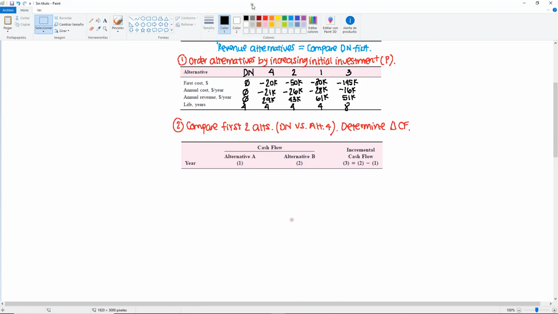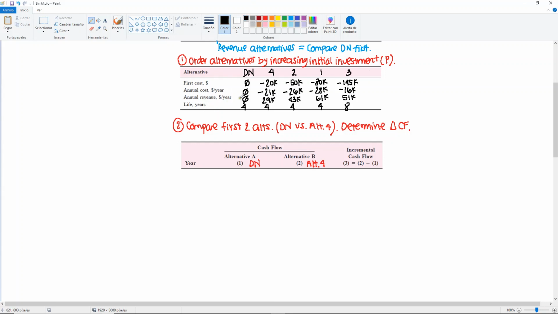Okay, so also remember that for alternative A and alternative B, we order them by increasing investment. So we have here that the do nothing is the one with the lowest investment, so that would be alternative A, and then alternative B is the one with the highest investment of the 2, so this would be alternative 4. So now let's start filling it out.